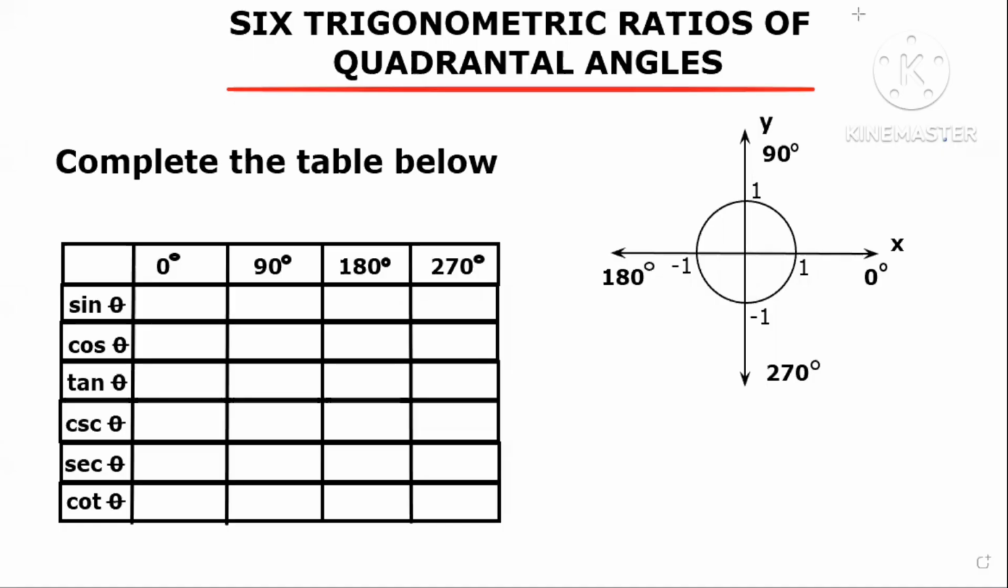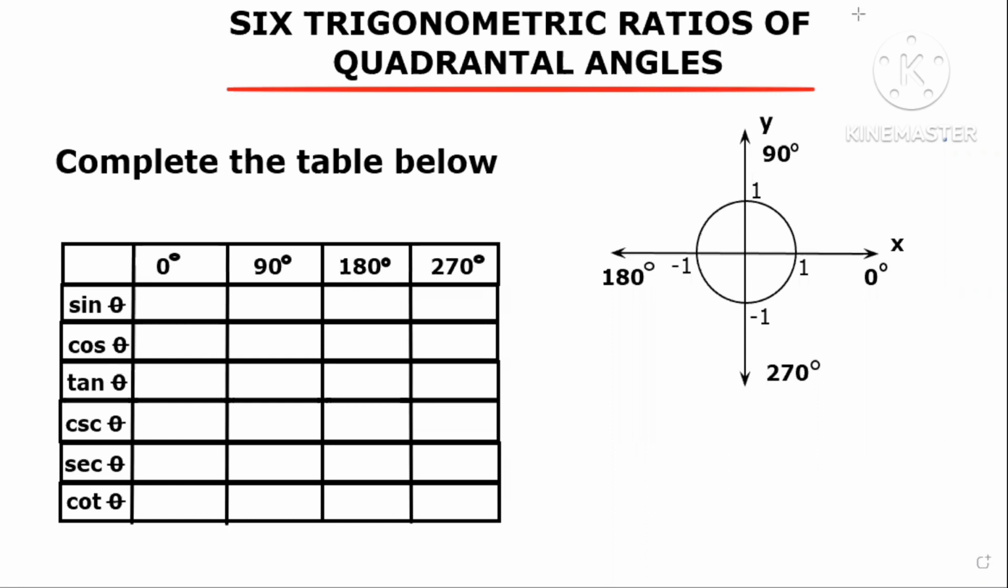Okay, we are done with special angles. So this time we're going to take the trigonometric ratios of quadrantal angles. No? Ito po yung 0, 90, 180, and 270 degrees. Now, bakit po sila tinawag na quadrantal angles? Because these are angles in standard position whose terminal side lies on the x and y axis.